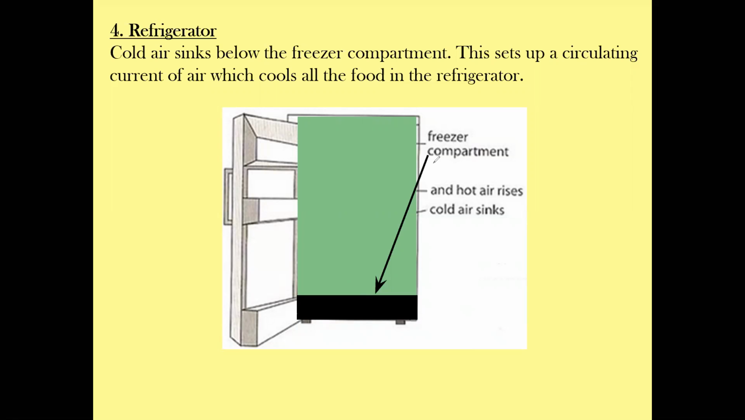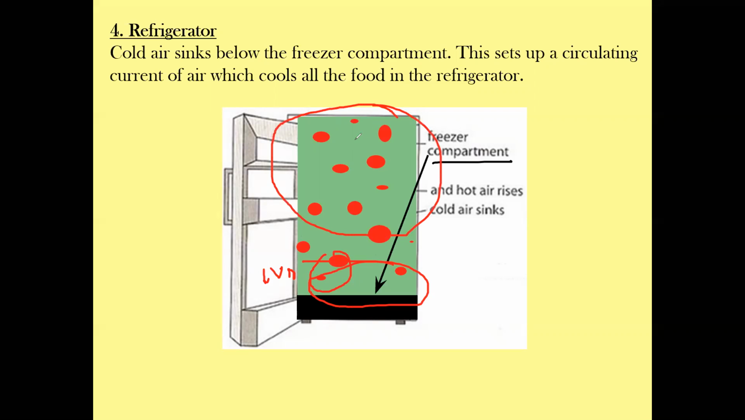Because the purpose of the freezer compartment is to remove the heat energy from the particles, so they can come closer to each other and sink. When the freezer compartment is placed at the bottom, the particles come closer to each other. So volume decreases, and as the volume decreases, the density increases. So these particles cannot sink further. They will remain here, and the other particles which are hot remain at the top.